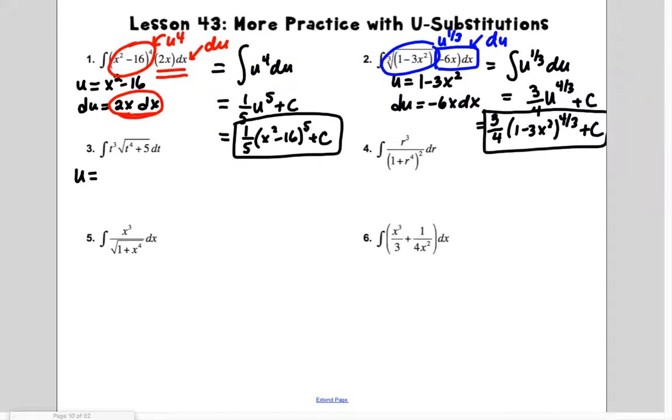Couple more. So t to the 4th plus 5. You should get a du of 4t cubed dt. But all we have here, Phil, is the t cubed dt that we're trying to replace. This part's going to be replaced with u under the square root. What's left that I need to replace? T cubed dt needs to be changed into something with u's. We have 4t cubed dt, so we want to divide that 4 over. So 1/4 du is going to replace t cubed dt.